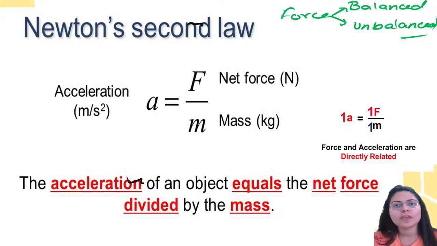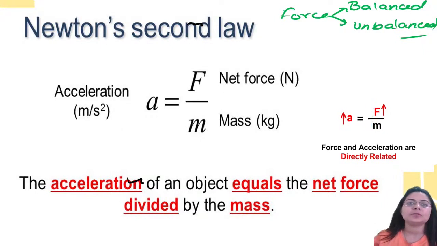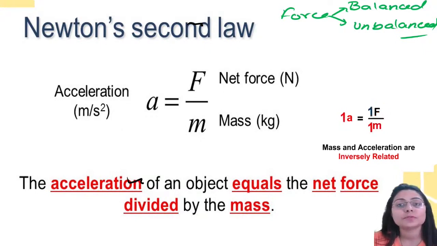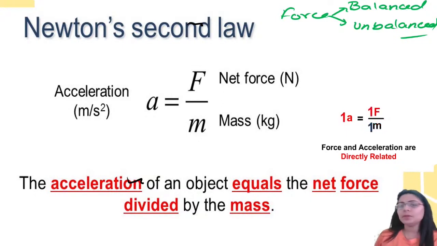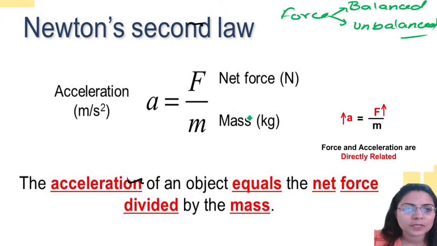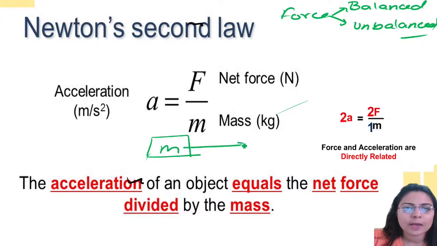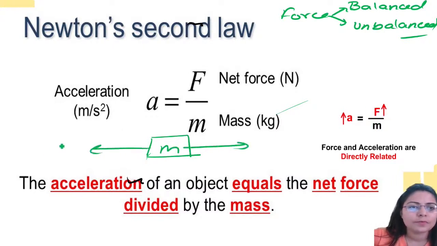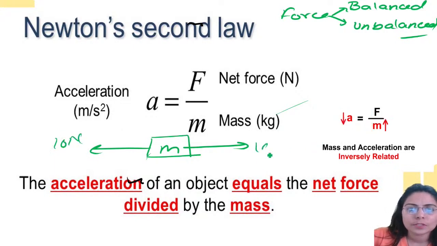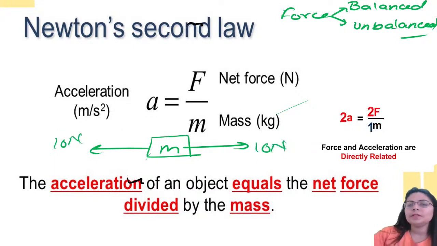Yes, how can we generate an unbalanced force? An unbalanced force is going to result in some kind of motion. For example, if you have a box at this place, a box with a mass m, and there is a force of 10 Newton, and there is another force of 10 Newton. So what will be the result?